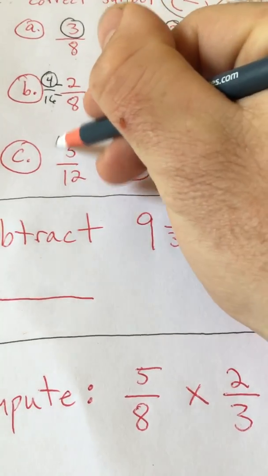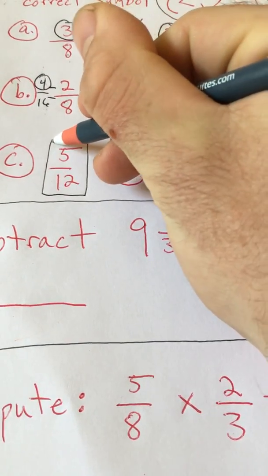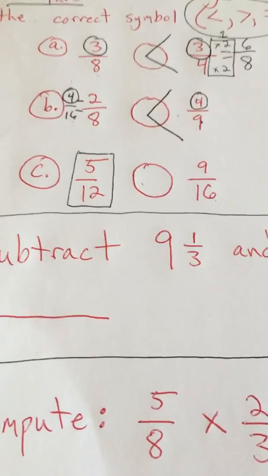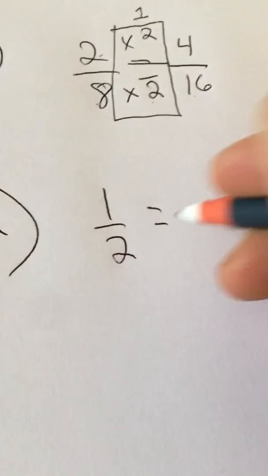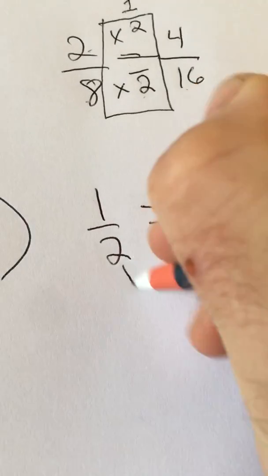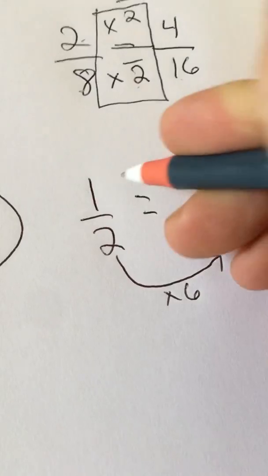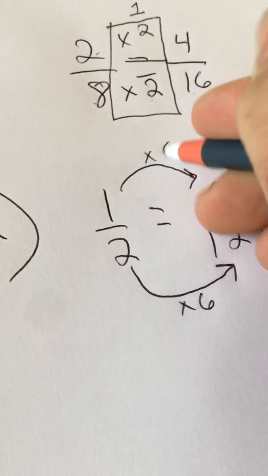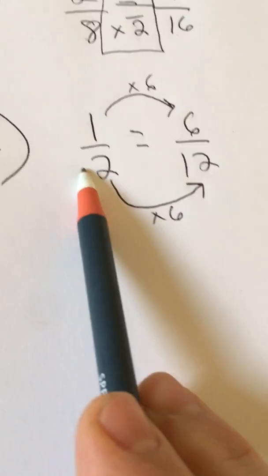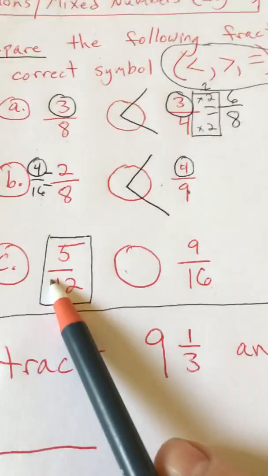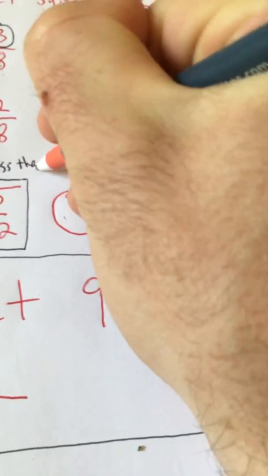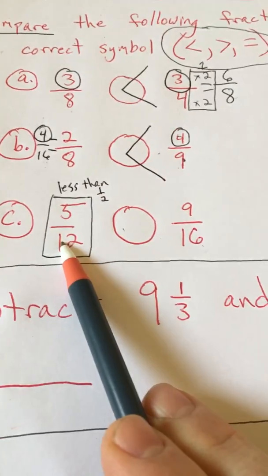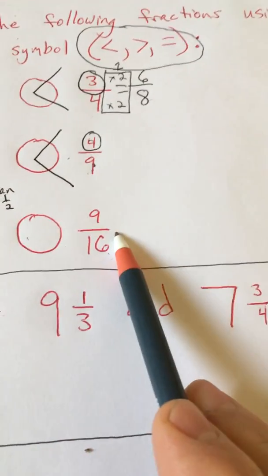So this is 5/12. 6/12 is half, right? 1/2 equals 6/12. Because if you do 2 times 6, you get 12. And if you do 1 times 6, you get 6. So 6/12 would be equal to half. So 5/12 is less than half. Because 6/12 is half. So 5/12 is less than that. So it is less than half. Now let's look at this one. 9/16.